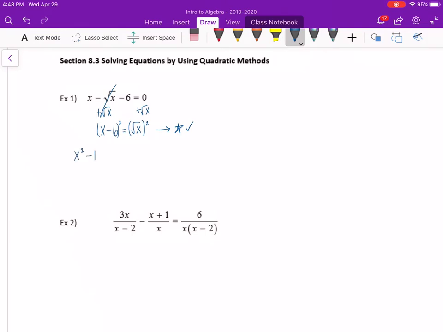So x to the second minus double 6x plus 36 is x. And then it became a quadratic, kind of going through that process. So at this point, because it is a quadratic, we now have a lot of methods. It may not always be factorable. Sometimes it will. And if it's not, we've got quadratic formula and we've got completing the square to work with. In this instance, it is factorable, 9 and 4.